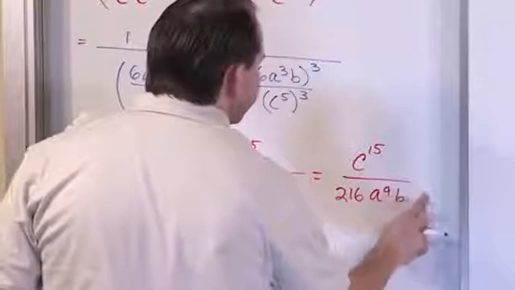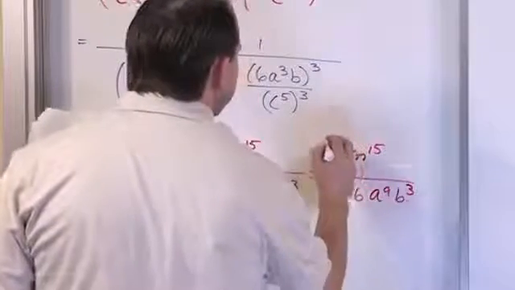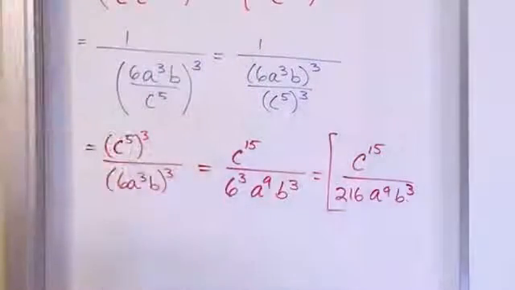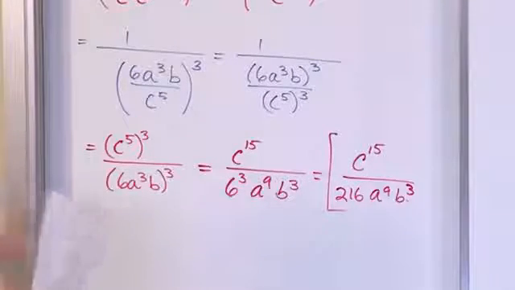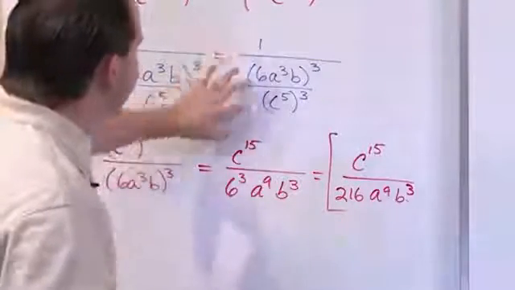Make sure you understand that this is an exponent. B to the 3rd power up in the top. And this is correct. C to the 15th over 216, A to the 9th, B to the 3rd. The only thing that you might not get by just looking at it is what I did here in this step when I flipped it over.